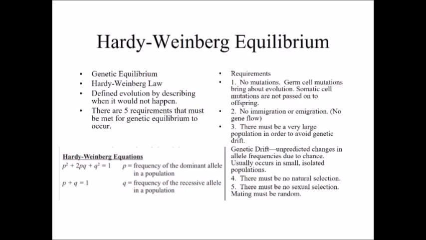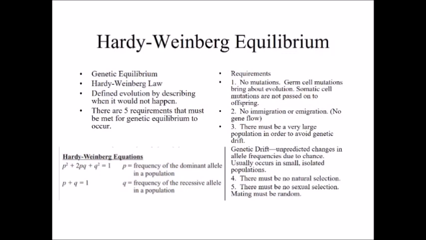Somatic cells are just body cells, and the genes in those cells are not passed on to the offspring. Number 2, there can be no immigration, either coming into the population or exiting the population. Sometimes we might refer to that as gene flow. When immigration happens, new alleles might be introduced into the population, or some of those alleles, unique alleles, might leave the population.